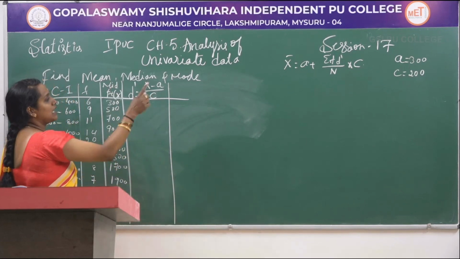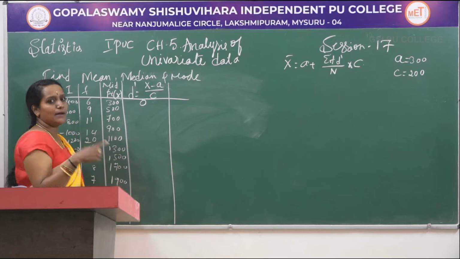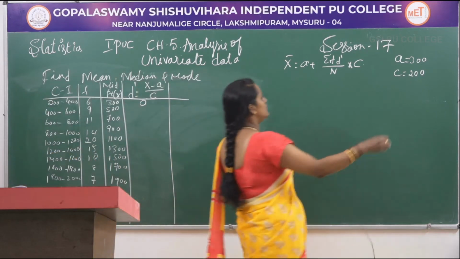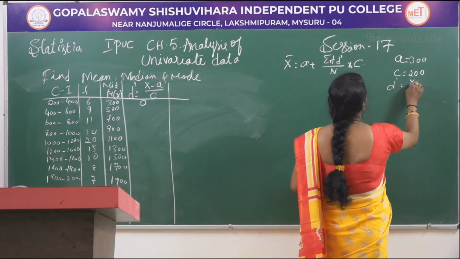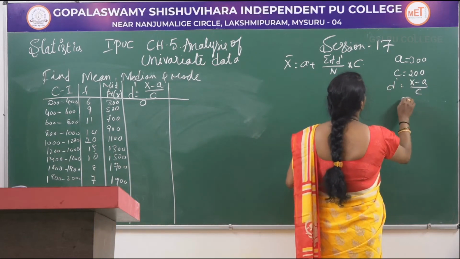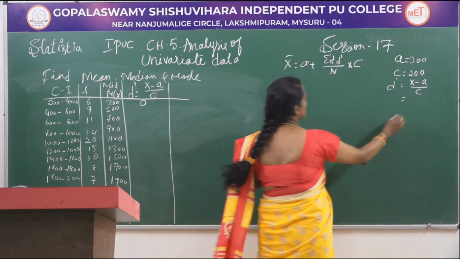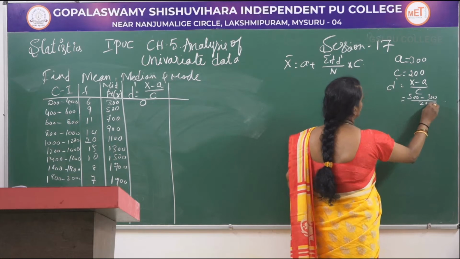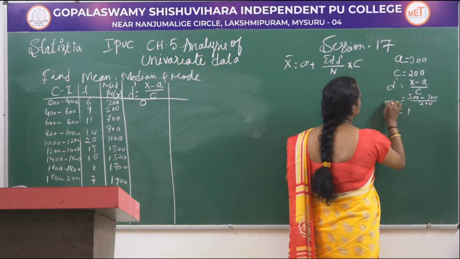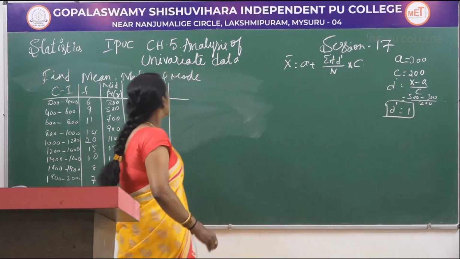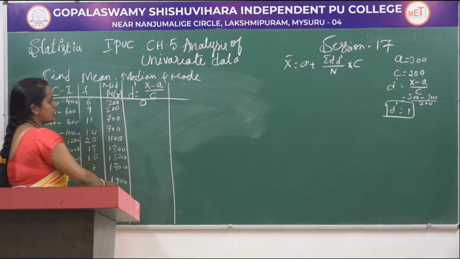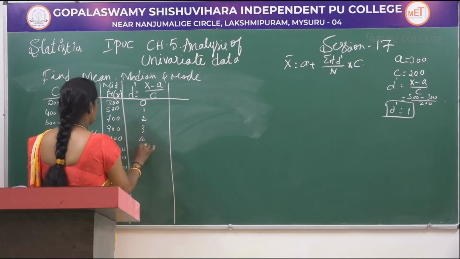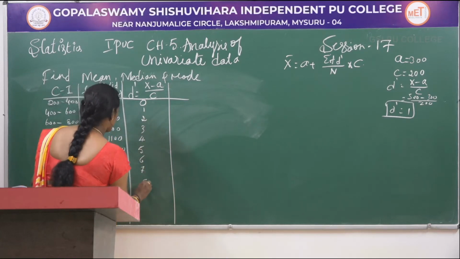Next, 300, 500 divided by 200. Again, I will show you one calculation. d' is equal to (x minus a) by c. Here, if I take x equals 500, then 500 minus 300 divided by 200, so that d' is equal to 1. Okay. Similarly, the procedure will continue for all the midpoints. So the values are like this: 1, 2, 3, 4, 5, 6, 7, 8.